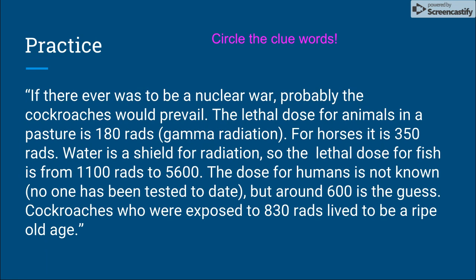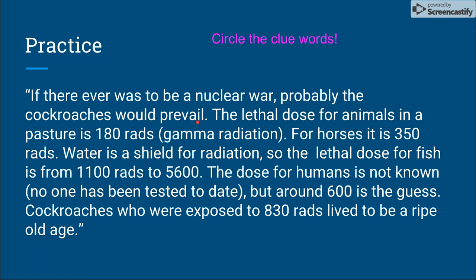All right, so while I was reading, you should have underlined or identified the general statement and the supporting details. So let's take a look at it. This is talking about if there were radiation poisoning. So, if there was ever a nuclear war, probably the cockroaches would prevail. That would be our general statement. They are saying that they think cockroaches are going to win. They're going to live forever even if there's a nuclear war.